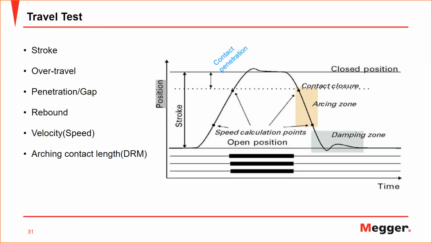At which value the contact has fully closed or fully opened, we can see with the penetration or gap test. Basically, all of these tests are done at once. It's just the parameters you will get from them. Also, I can calculate the velocity or speed. And if there is any bouncing at the end of the operation, I can see it from the rebound parameter.